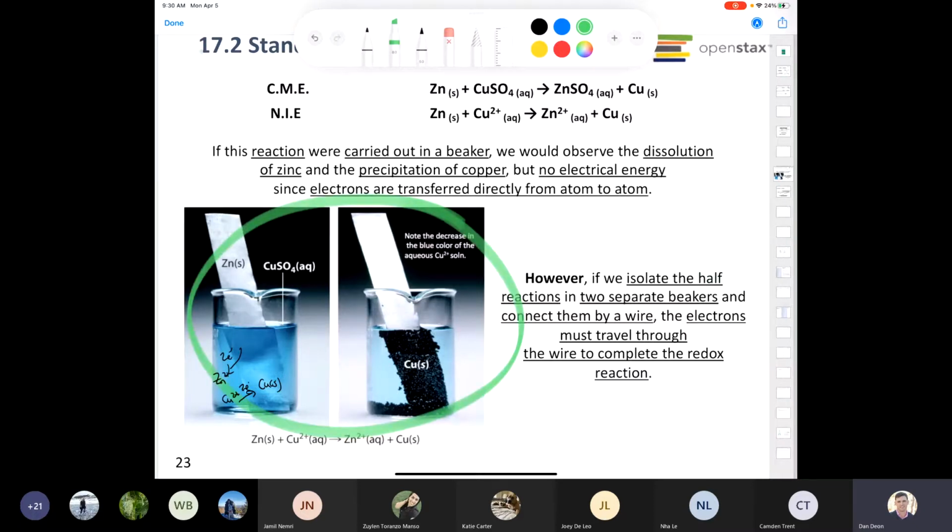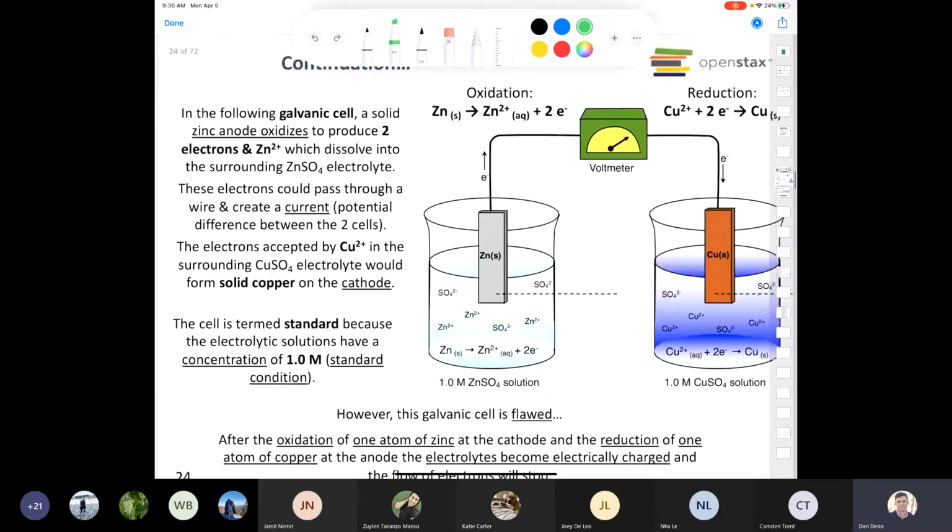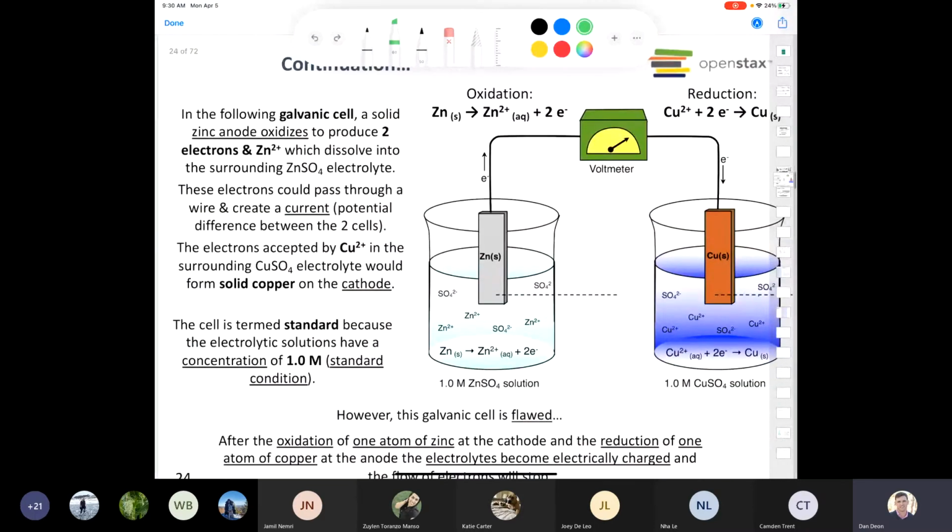So what's the solution? The solution is going to be that we're going to separate the 2 half reactions, and we're going to allow the flow of electrons to occur through a wire. And so we can measure the voltage, which again is a measurement of the flow of electrons. Let's take a look at how we would do that. I know there's a lot of text on here, but see if you can just follow along with me.